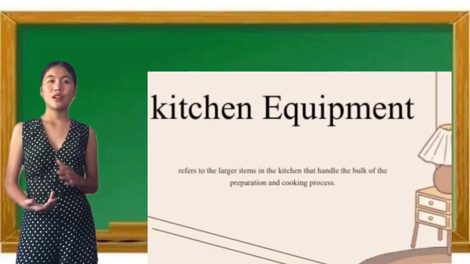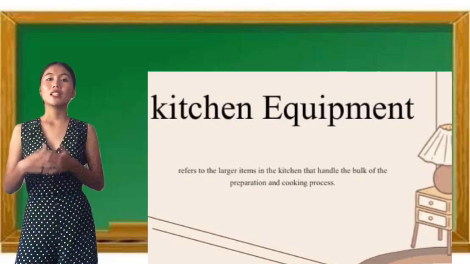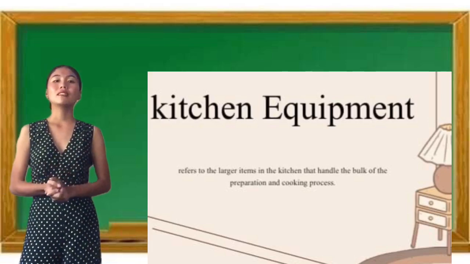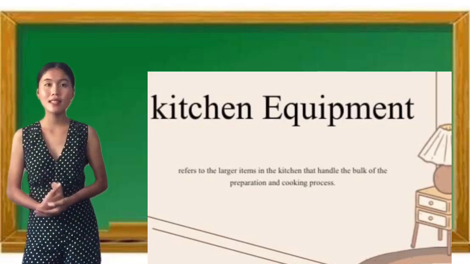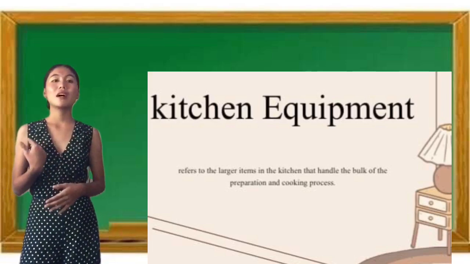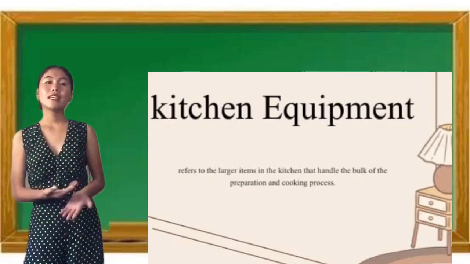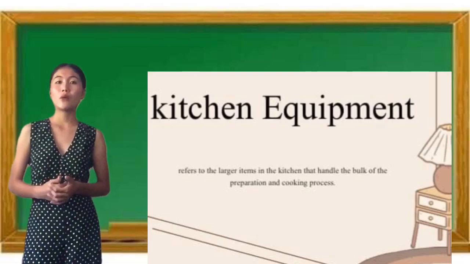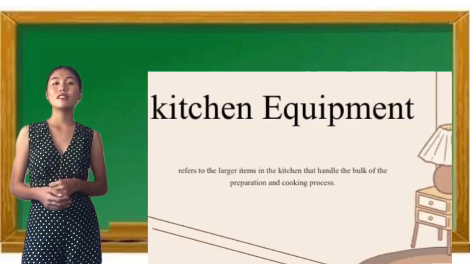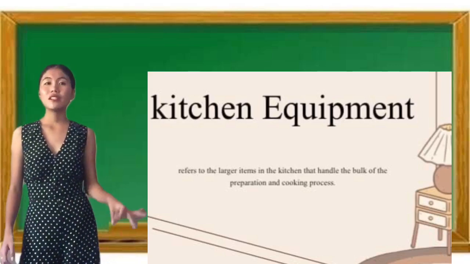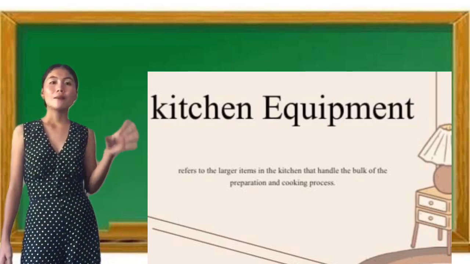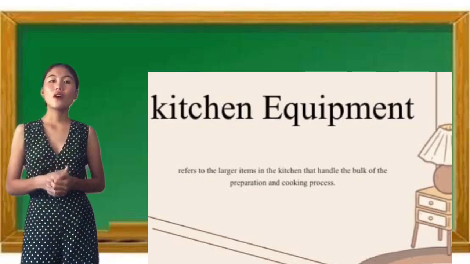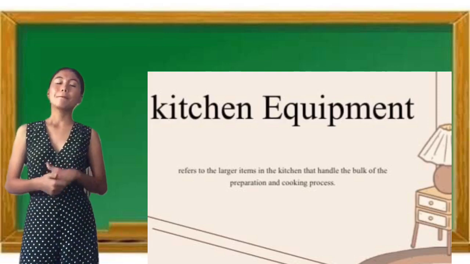It refers to the larger items in the kitchen that handle the bulk of the preparation. Kitchen equipment refers to the tools, appliances, and utensils used in the preparation, cooking, and serving of food in the kitchen. This equipment can include a wide range of items like ovens, microwaves, refrigerators, dishwashers, blenders, knives, cutting boards, and also various other cooking and baking tools.